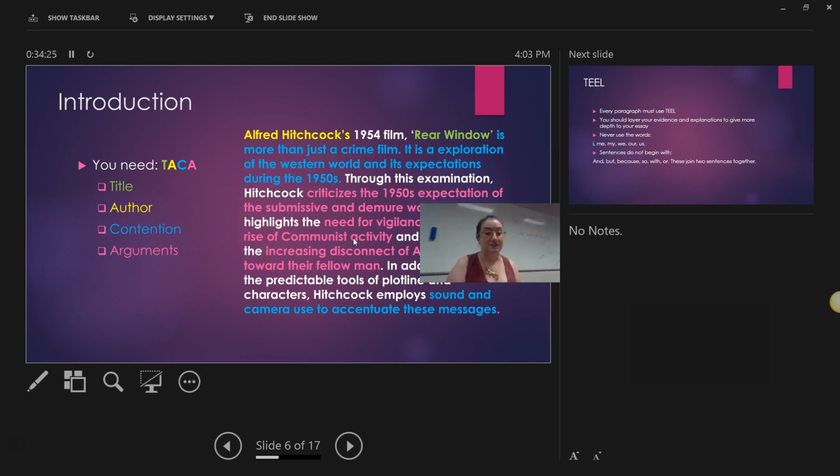In addition to using the predictable tools of plotline and characters, Hitchcock employs sound and camera use to accentuate these messages. So I've acknowledged that, yes, he uses plotline and characters, but what I'm going to focus on is sound and camera, which is the other part of the question. I've also made sure that I've touched base with all the bits of the question, to go, yes, I understand you want societal messages and you want camera and sound, and I'm going to give you that.